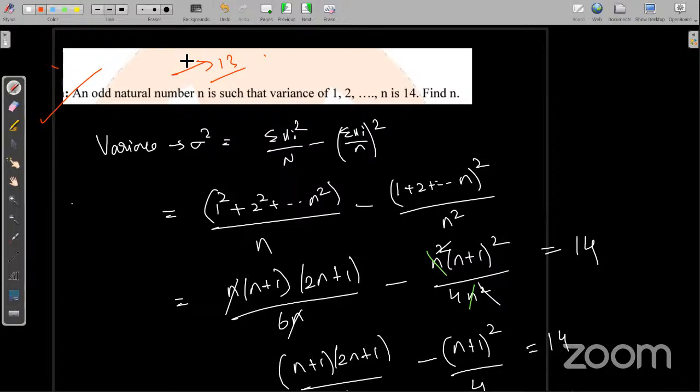So is it clear, everyone? Any doubts anyone is facing?